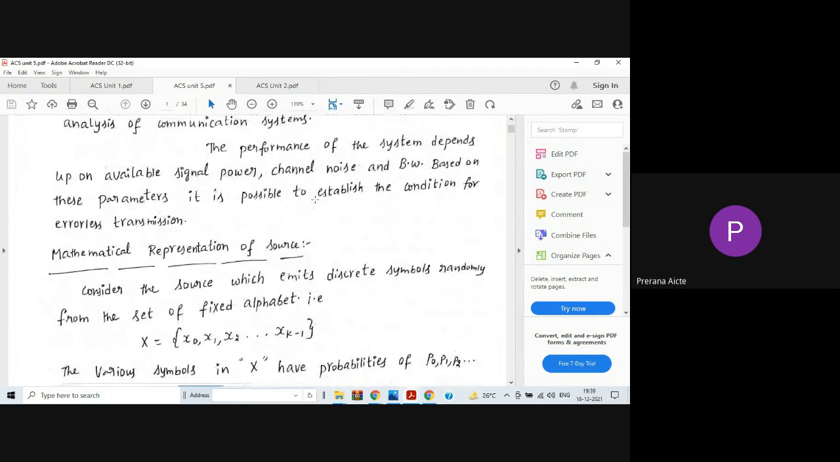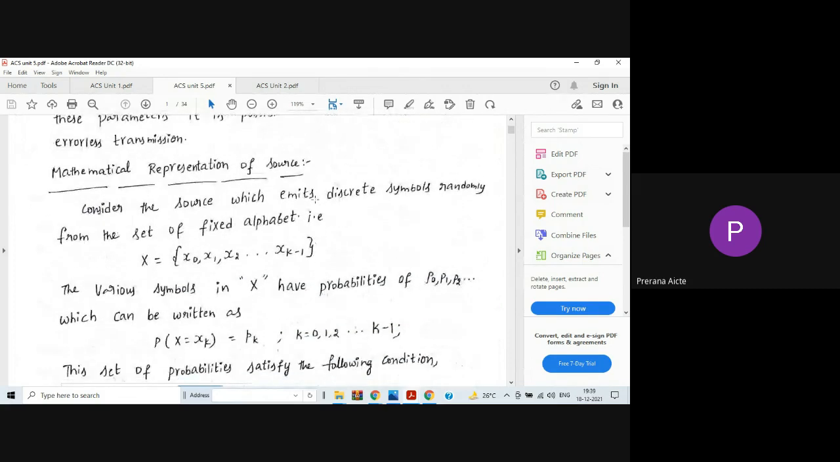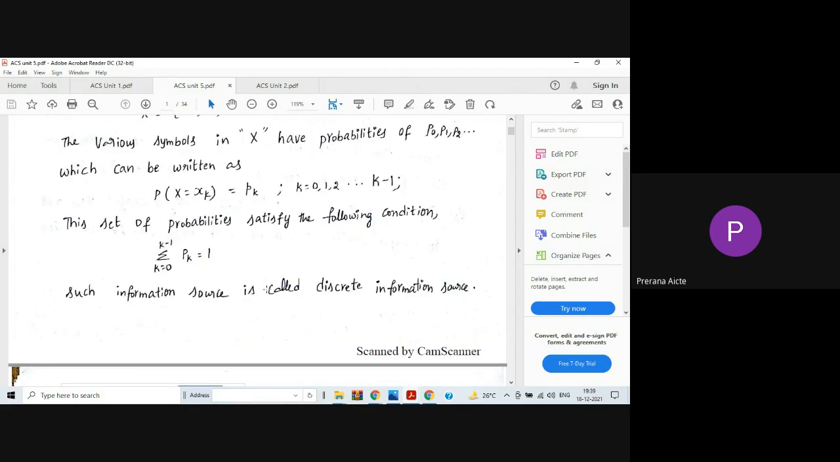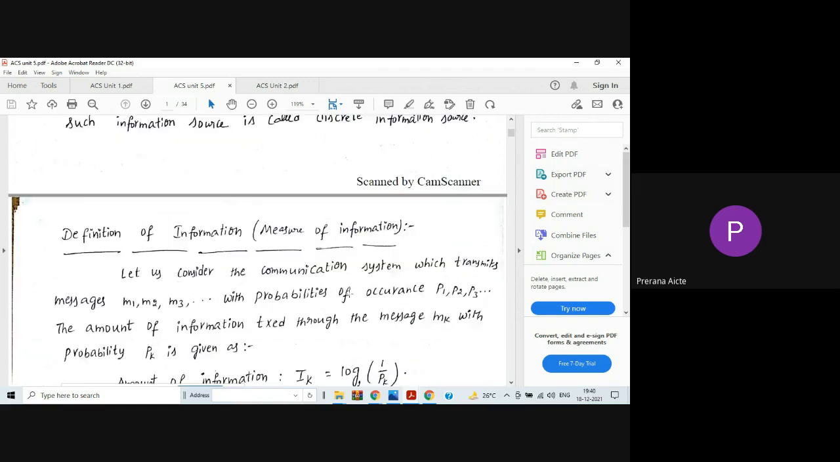Let us assume a source which is able to produce a set of symbols X = {x0, x1, x2, ..., x_{K-1}}, and each possesses a probability value, probability of X = xk equals pk. This set of probabilities has to satisfy a condition: the summation from k = 0 to K-1 of pk must equal 1. This is called a discrete information source.